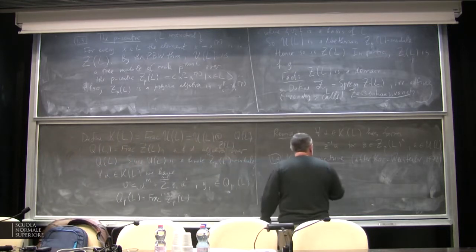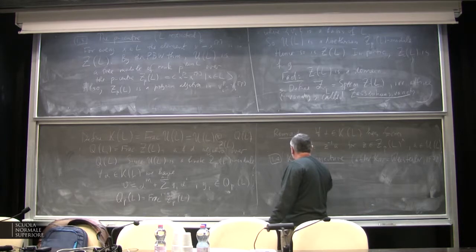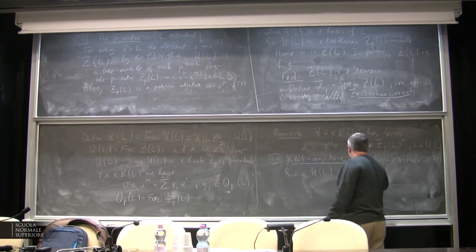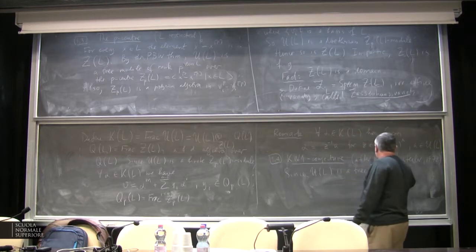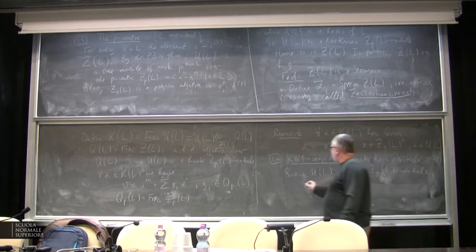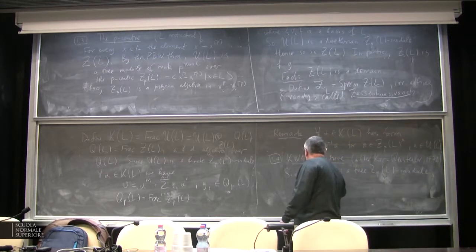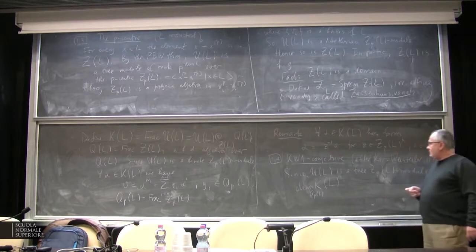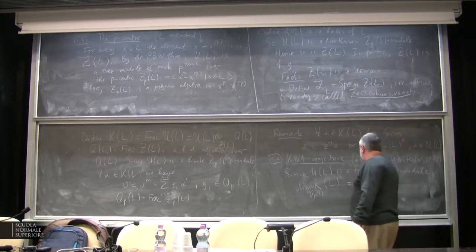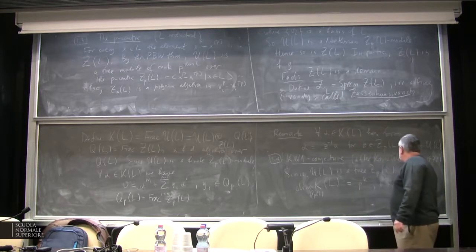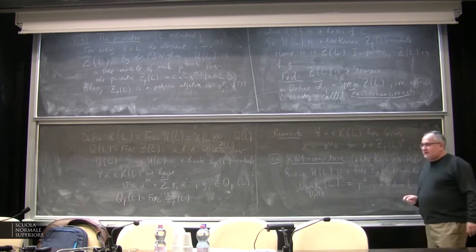What we do know is, since U of L is a free Zp of L module, we of course know the dimension of K of L as a vector space over Qp of L. So this is no problem. In this case, it's going to be p to the power m, where m is the dimension of L. So this thing we know.